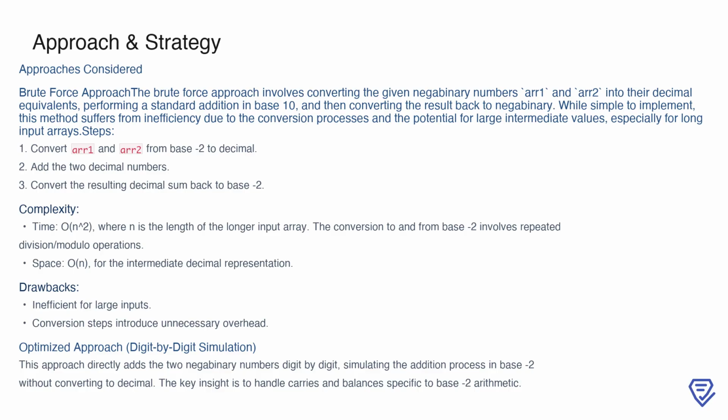From a complexity standpoint, it involves n squared time because the repeated division and modulo operations for base conversions grow with the input size. The space requirement is n, as we need to store the intermediate decimal representation. These drawbacks make the brute force approach unsuitable for larger inputs, prompting us to explore a more optimized strategy. One such efficient solution is the digit-by-digit simulation, which directly operates in base -2, eliminating the need for conversions entirely.